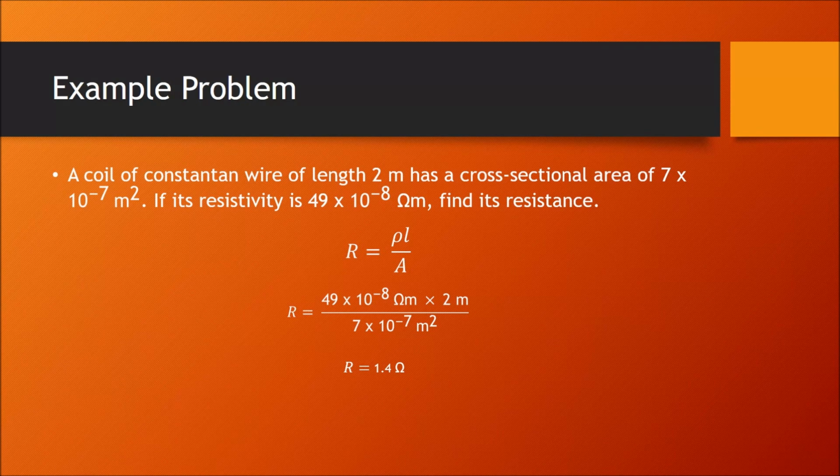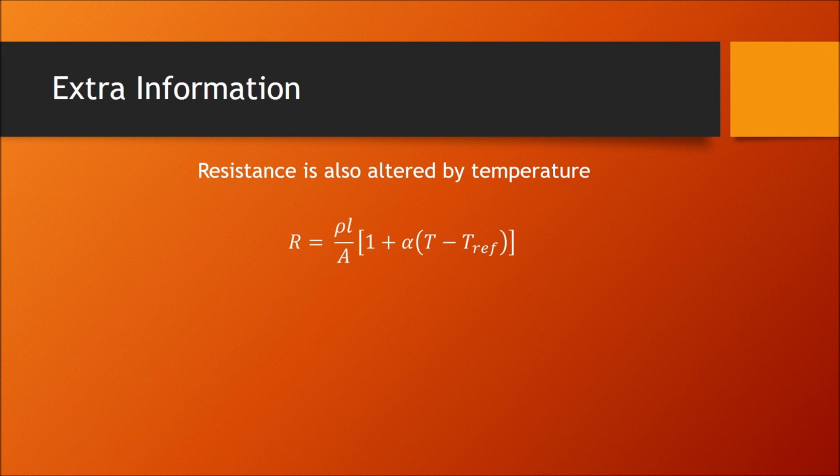Well, so we've now learnt the bulk of what resistance is, and how to calculate it. There's just one more thing we have to go over. Resistance is also altered by the temperature it's operating at. This can be factored in as an addition to our older equation. We now have R equals rho L on A times by 1 plus alpha outside of T minus T reference.